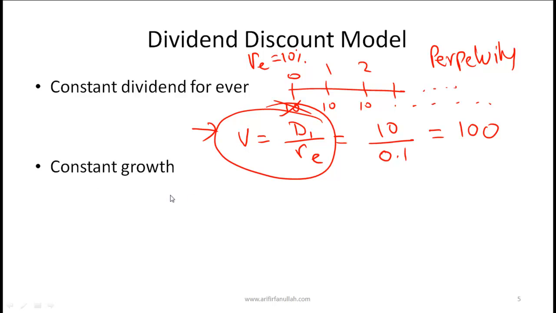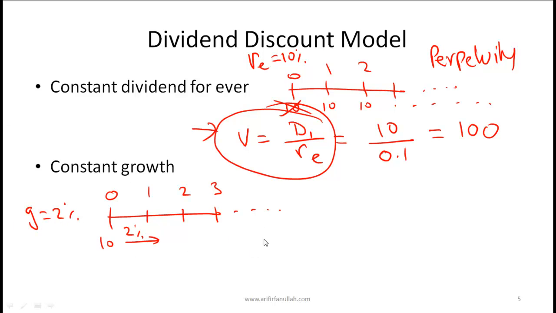Next, let's talk about constant growth. So now let's say that the dividend at time 0 is 10, and let's say that this dividend is growing at 2%. So 10 growing at 2%. So our growth rate is equal to 2%. The formula for this situation is as follows. So the value or the present value of future cash flows is equal to D1 over R minus G.